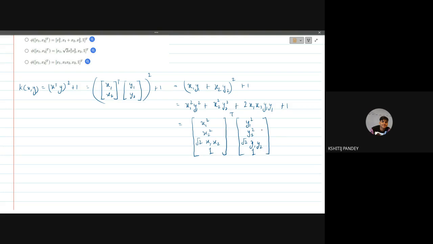Okay, this right here we have vectors. So now you know the mapping. So we mapped this to this right here. So let's write it formally. Phi of x1 x2 is equal to x1 square, x2 square, root 2 x1 x2, 1. Is this clear to you all?